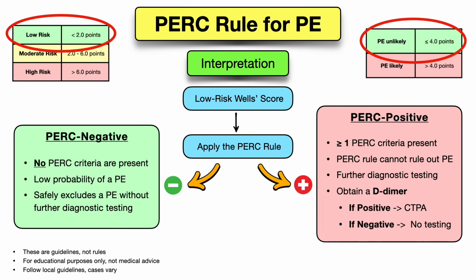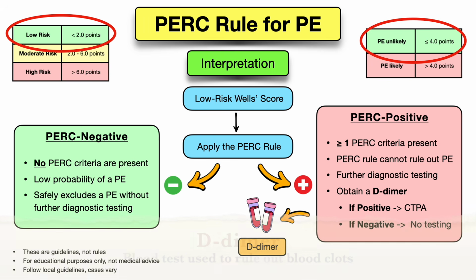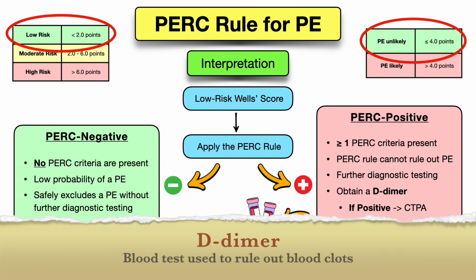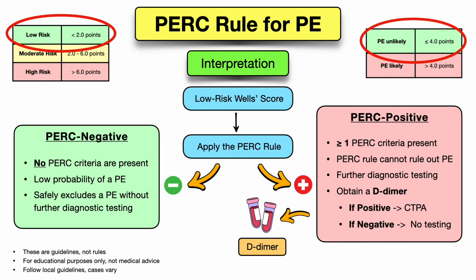If the patient is PERC positive, meaning one or more of the criteria are present, then the PERC rule cannot be used to rule out PE, and further testing for PE should be considered. Typically, this starts with a D-dimer. A D-dimer is a blood test used to rule out blood clots. It measures protein fragments released when a blood clot dissolves. If the D-dimer is positive, meaning there could be blood clots, then consider imaging such as a CTPA, which is a CT pulmonary angiography of the chest. If the D-dimer is negative, then further testing for PE may not be necessary.